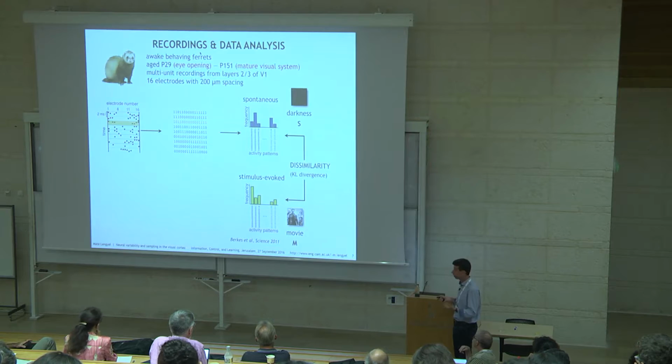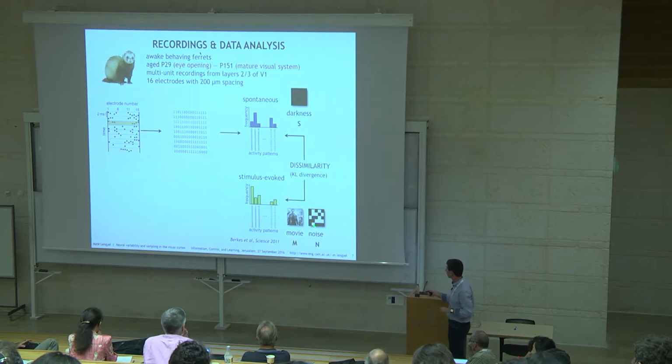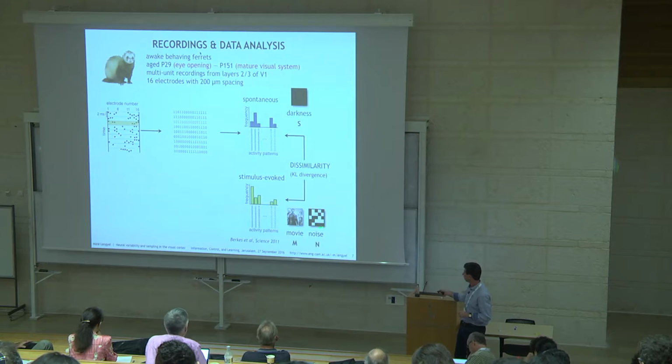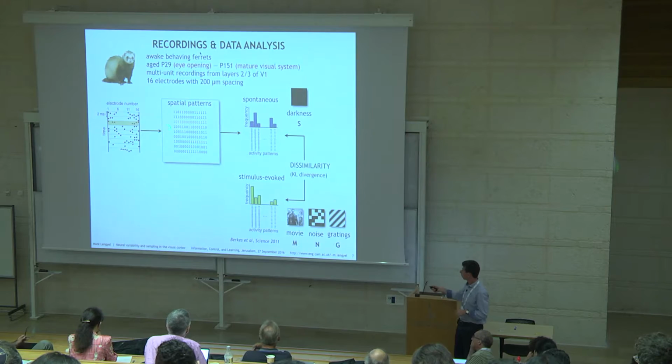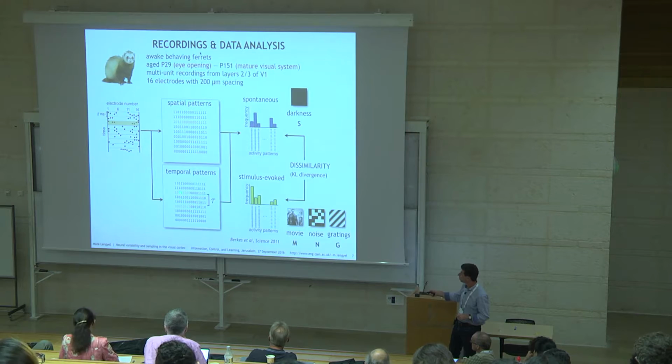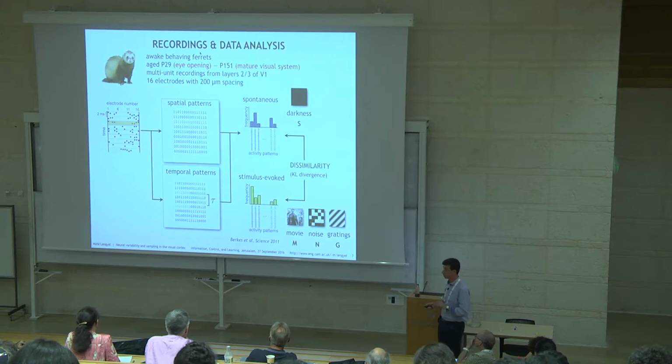And then we repeat the same thing in different stimulus conditions, when we use different stimuli, such as binary block noise or drifting sinusoidal gratings. And then we not only do it for what we call spatial patterns, but we also do it for temporal patterns, when we concatenate the words that we get in two consecutive time bins separated by some time, which can vary parametrically. So that's what we call temporal patterns.